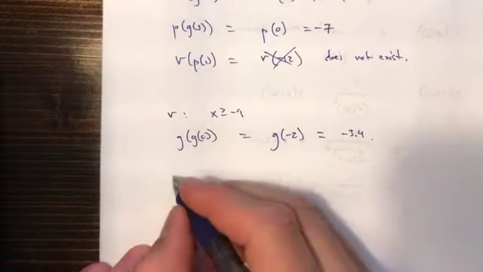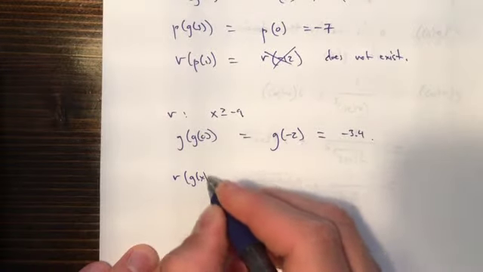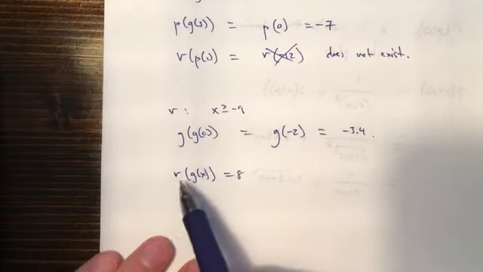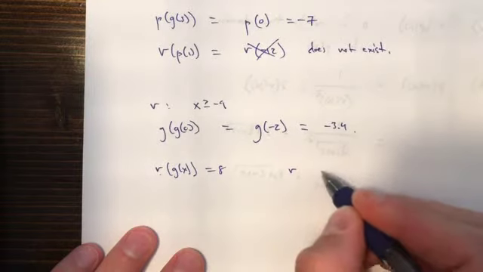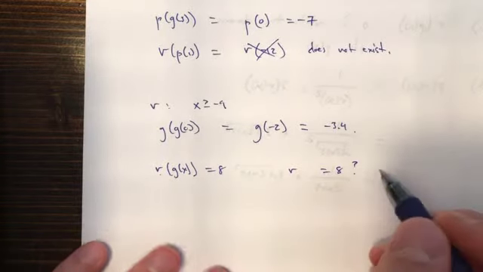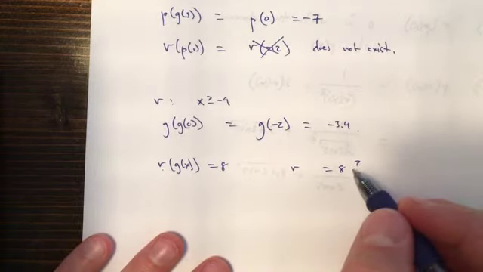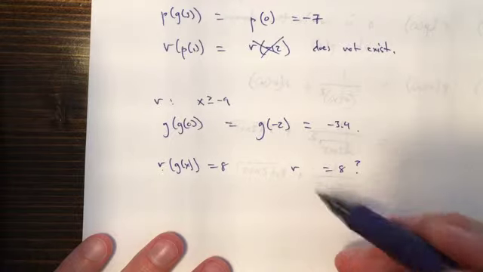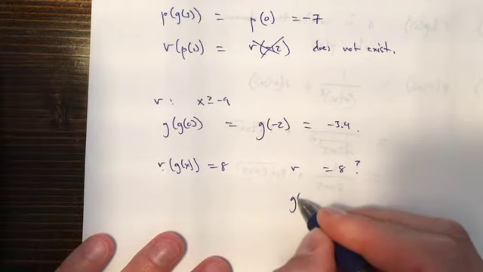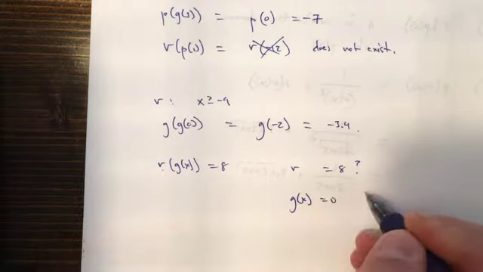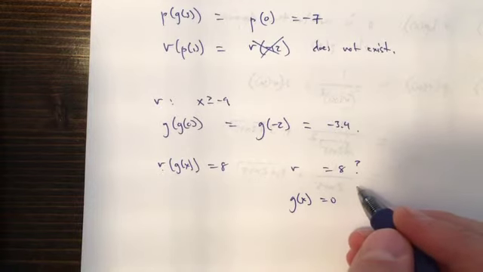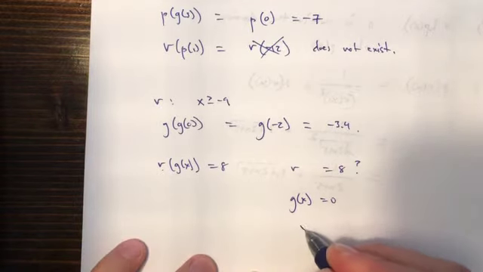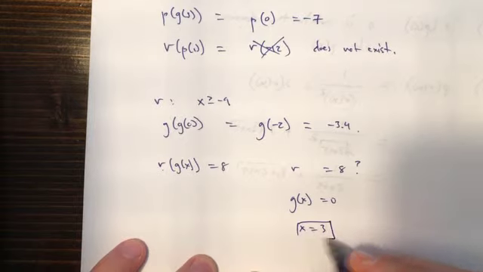Then it says solve r of g of x equals 8. So I want r to equal 8. So where does r equal 8? So I find 8. R equals 8 when x equals 0. So I need g of x to equal 0. And g of x equals 0 where x equals 3. So x equals 3 is my solution.